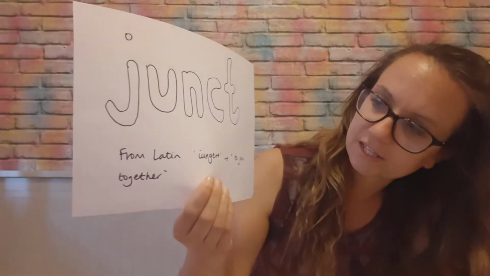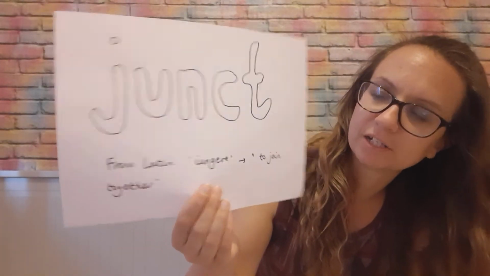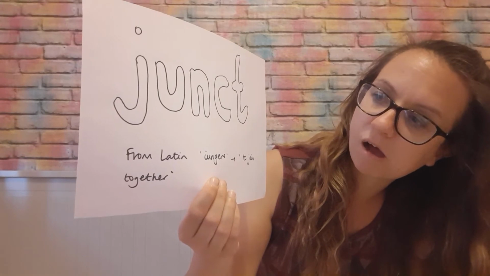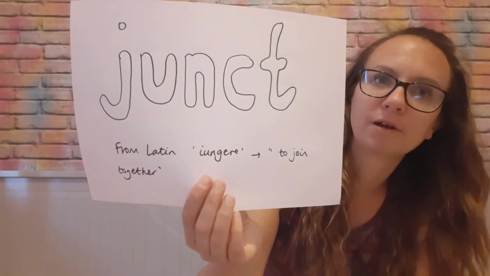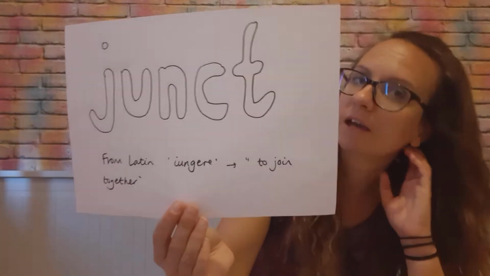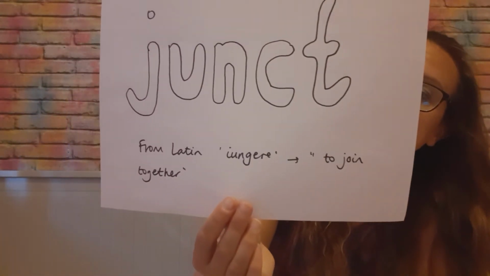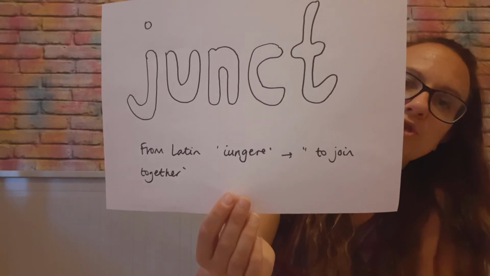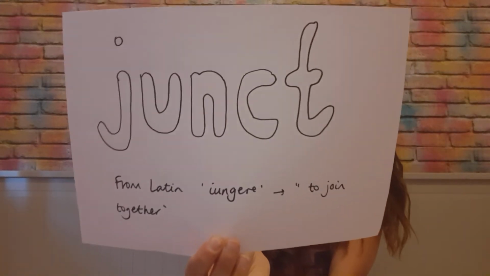Now I'm going to struggle to say this because it starts with an IU, which we don't have in English. So I think it's probably jungere. But in Latin, lots of those ones that used to start with an I have actually changed to a J in English. So it means to join, or to be together, to join together. So words that have a junct in are words that normally talk about joining together.